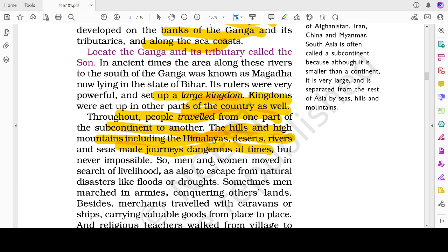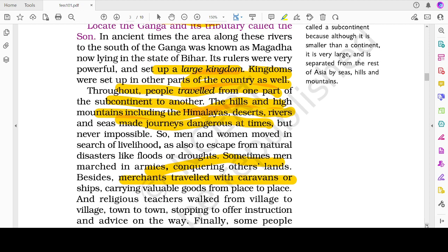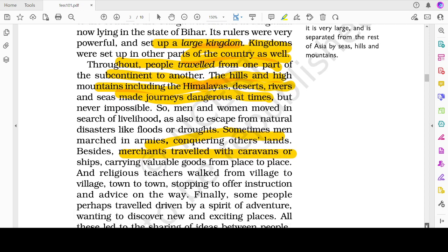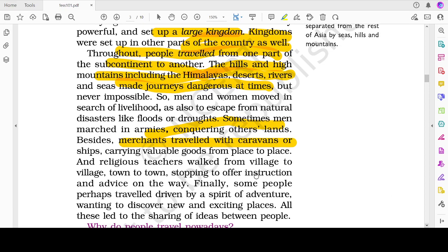So men and women moved in search of livelihood, also to escape from natural disasters like floods and droughts. As rivers were there, floods and droughts are obviously common things. Sometimes men marched in armies conquering other lands. Besides, merchants traveled with caravans or ships carrying valuable goods from one place to another. We can see that in our ancient world also trade was happening. We already know, though money was not a medium of exchange, the barter system was existing. So merchants traveled with caravans and ships carrying valuable goods from place to place.